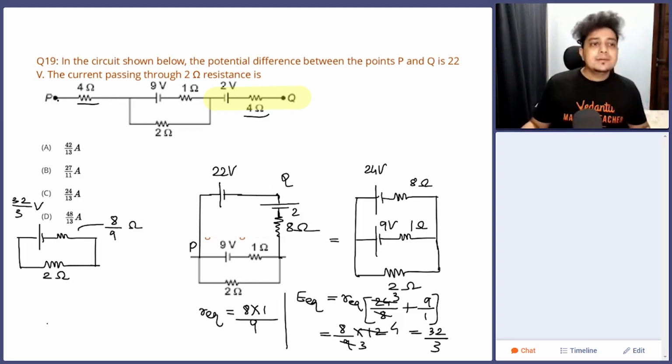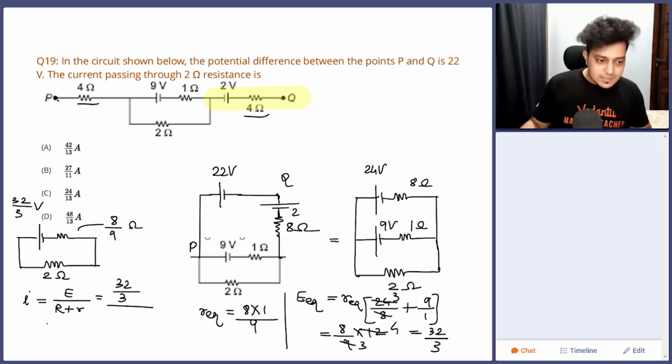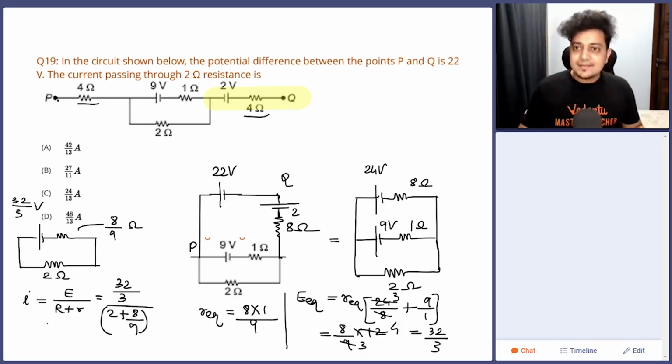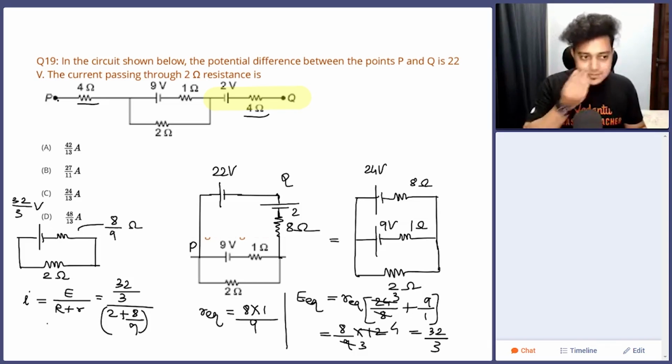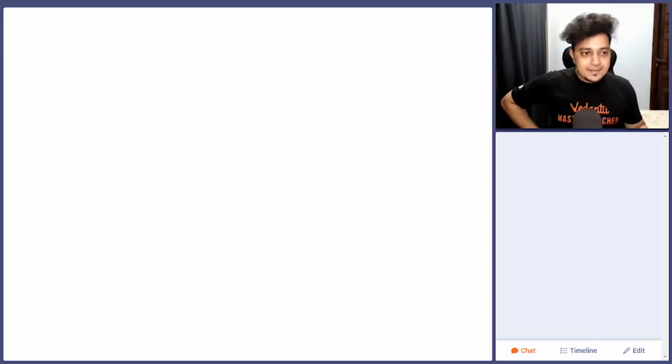So now to get the current passing through 2 ohm, this is a simple calculation. Current will be equal to EMF E divided by load plus internal resistance. So EMF is 32 divided by 3 and effective resistance will be external load plus 8 by 9. Okay, simplify this, you will get the answer. Clear? Nine and 3 will get cancelled. The rest of the things you can manage. Correct answer is option D. Fine. Let's go. Next question.